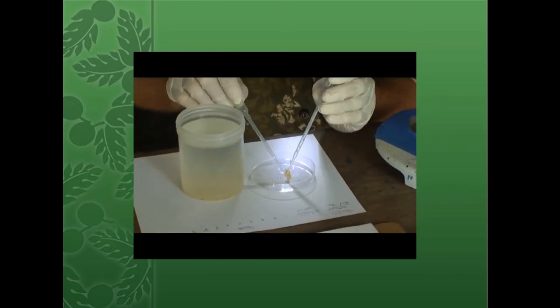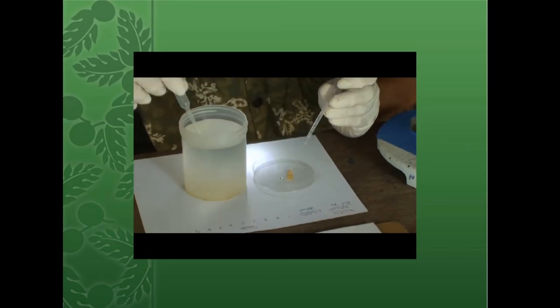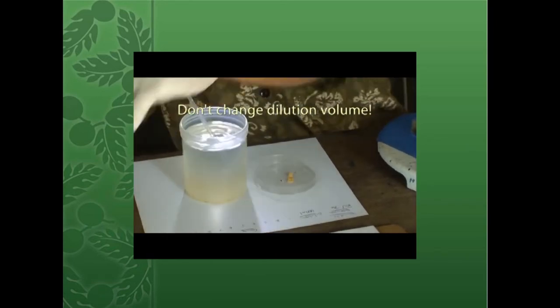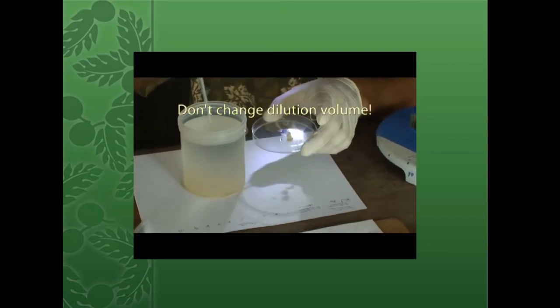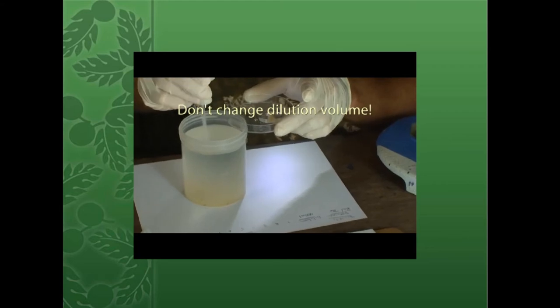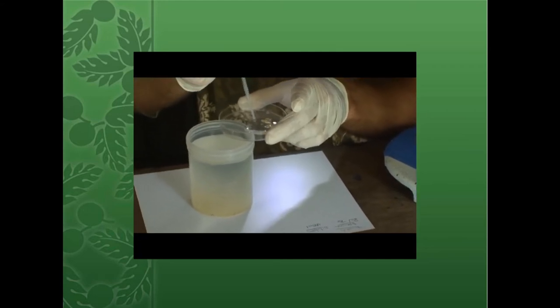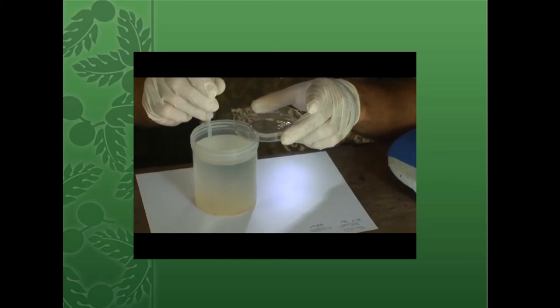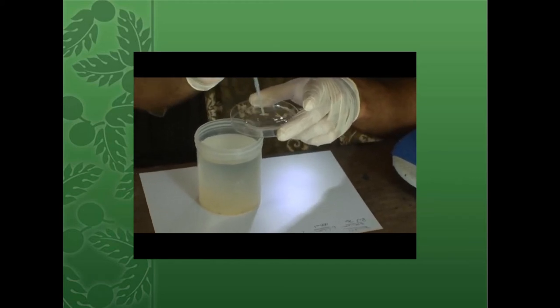The other thing you're going to see is that I'm working only with the volume of liquid that's in here, the 400 milliliters. If I add anything to this dish, it's going to change our dilution, so we don't want to do that. A little bit later on, when I start taking subsamples, we can add liquid to it and it won't matter, because you'll just be diluting that subsample then.